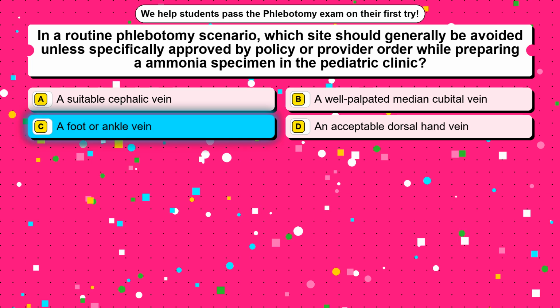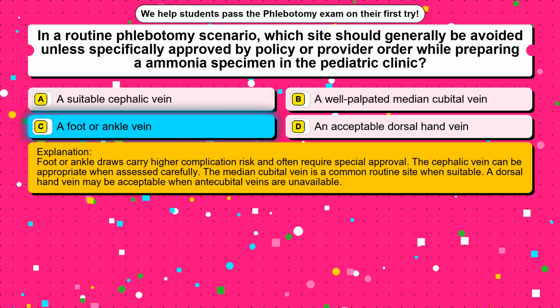The correct answer is option C. A foot or ankle vein. Foot or ankle draws carry higher complication risk and often require special approval. The cephalic vein can be appropriate when assessed carefully. The median cubital vein is a common routine site when suitable. A dorsal hand vein may be acceptable when antecubital veins are unavailable.